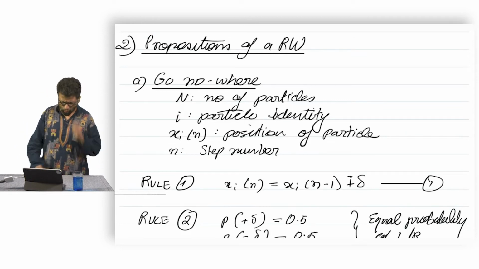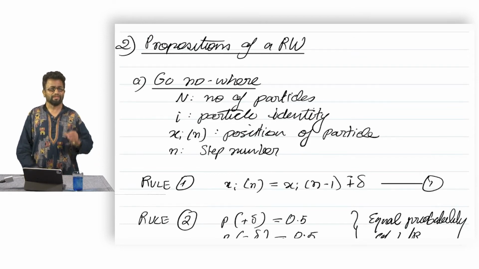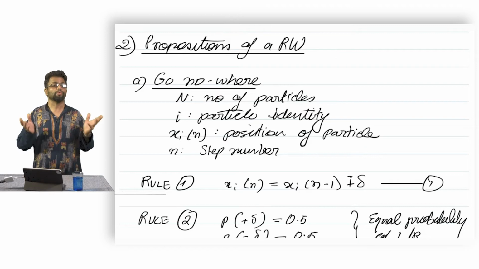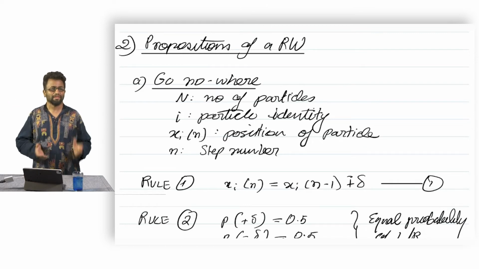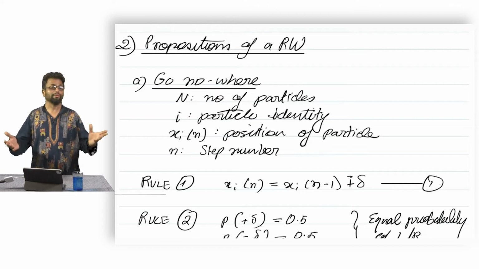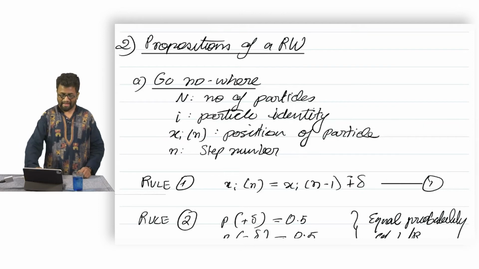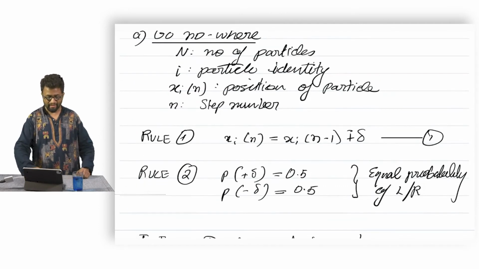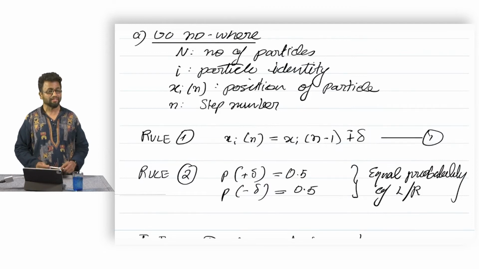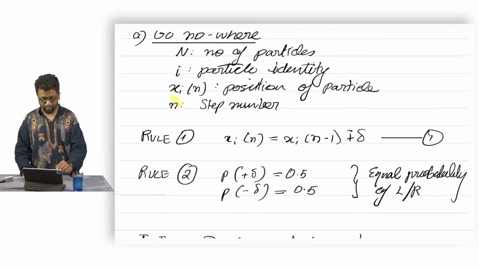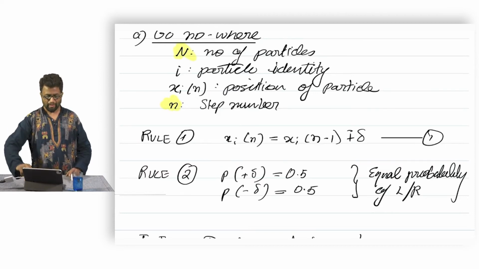Okay. So, the first proposition is a very funny proposition. It says go nowhere. What does this mean? This is almost like some philosophy, right? I do not go anywhere. Who am I? Where am I? What is going on? But no, let us define it precisely. Capital N is the number of particles, i is the particle identity, x_i(n) is the position of the particle, and small n is the step number. You can see here that capital N is the number of particles. This is the difference. Please note this.